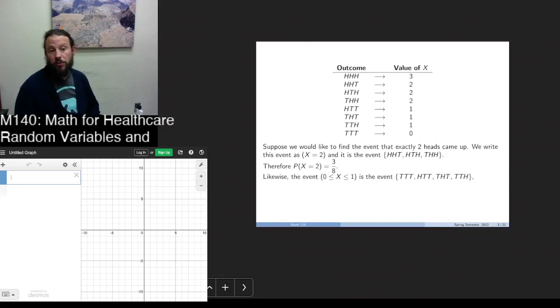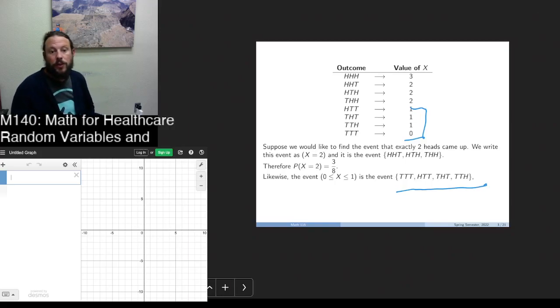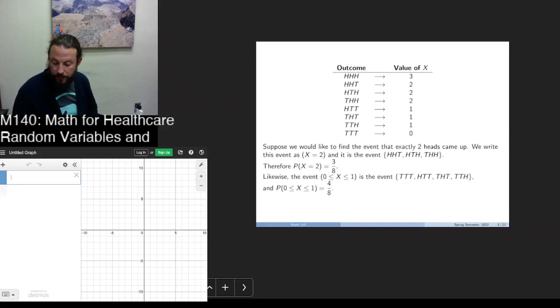Okay, likewise, we could write inequalities. So the event x greater than or equal to 0 and less than or equal to 1 is this event here, right? That means it's when x is 0 or 1. Up here, that's looking at this group of them, 0 or 1 in this case. And the probability of x greater than or equal to 0 and less than or equal to 1 is just 4/8. We just count those.